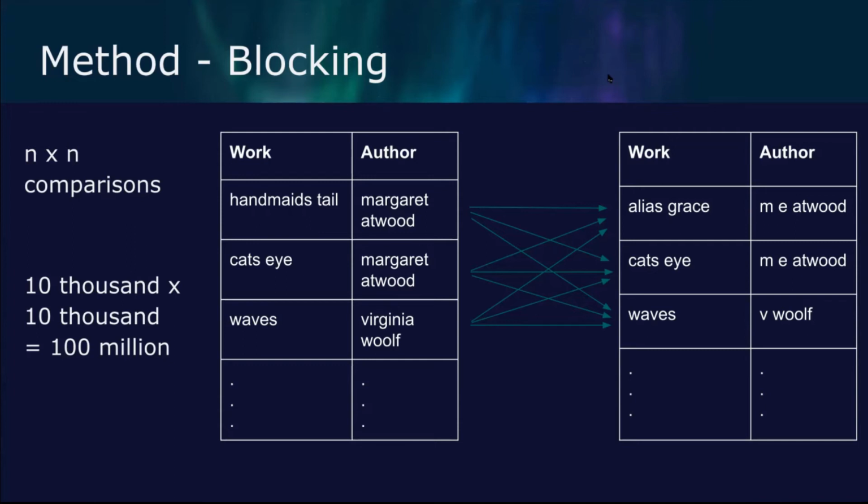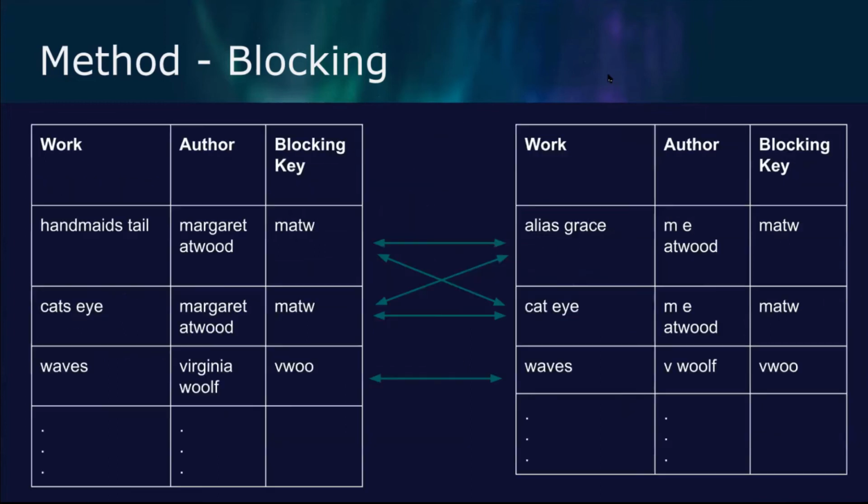So basically you're adding another column to your data that is a generalized version of some attributes of your record. I've given one example here. The blocking key could just be the first letter of the author's first name and then the first 3 letters of the author's last name. And your goal here is to create a blocking key so that you only compare records from your input data set that have that blocking key with records from your authority file that have the same blocking key.